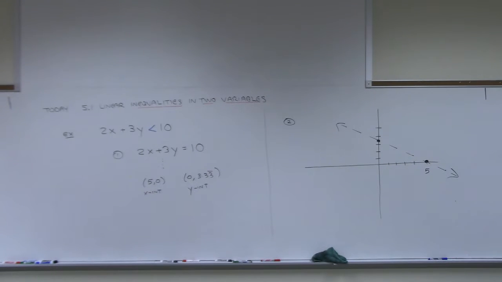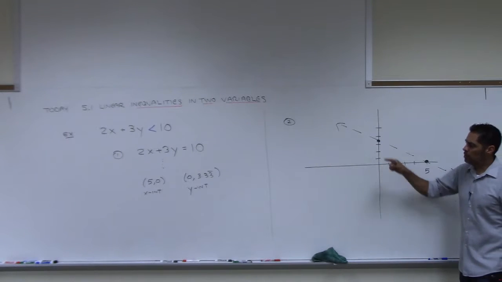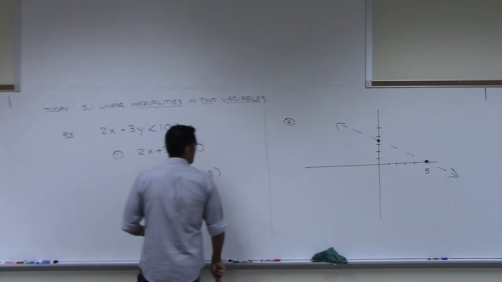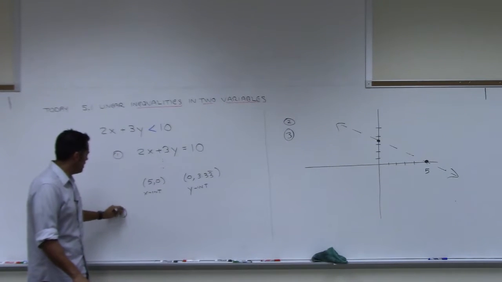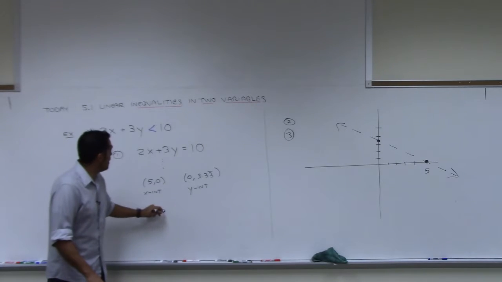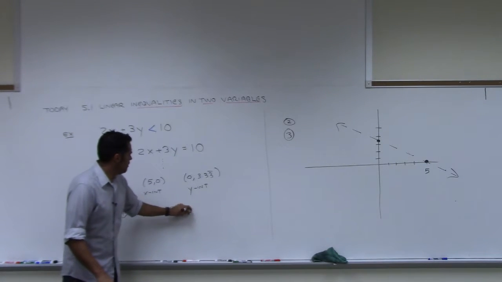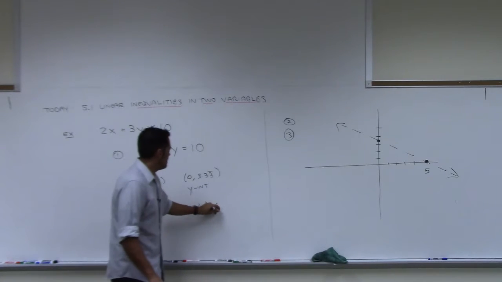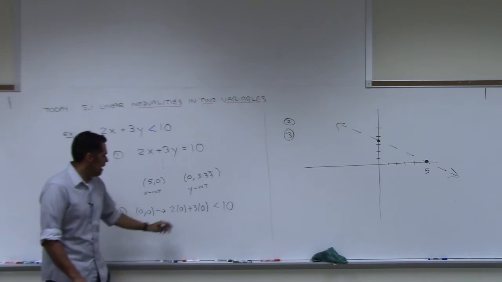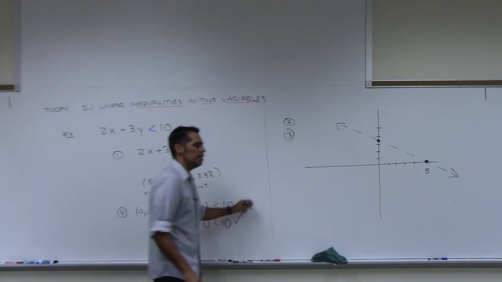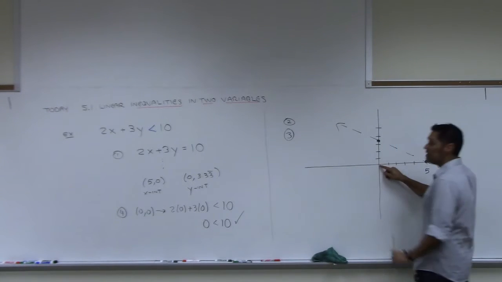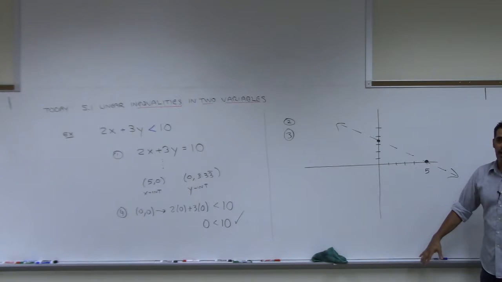And then I'm going to test a point. So what point do you want to test? 0, 0. Let's go with 0, 0 again. It's there. So let's plug in 0, 0 and see if this works. Step 4 is the test point. I'm going to test 0, 0. When I plug that in, I get 2 times 0 plus 3 times 0 is less than 10, right? And that means 0 is less than 10. Is that true? Yes, 0 is less than 10. That means this point right here is part of our answers. So you have to shade down.